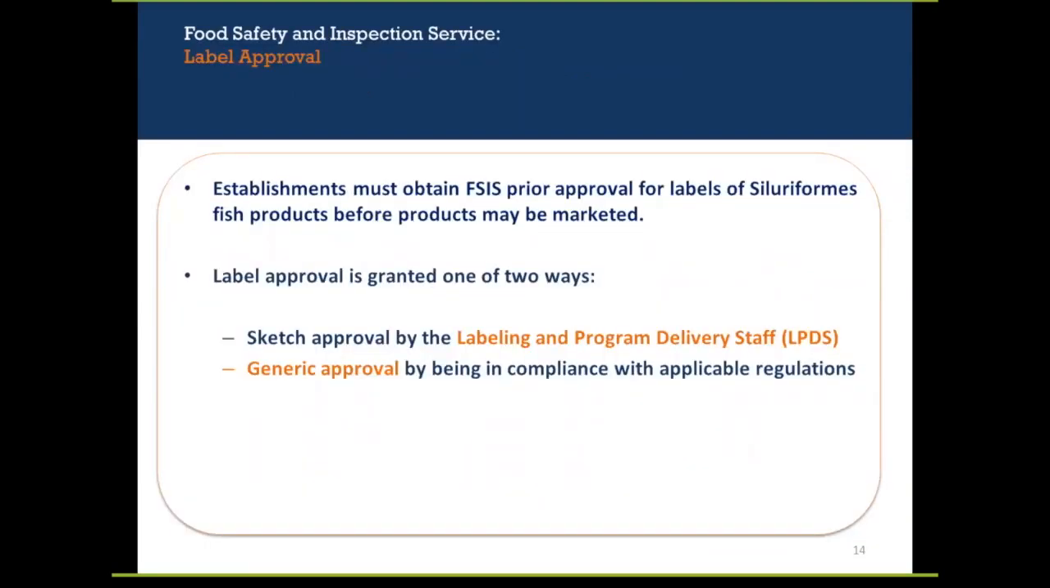As I stated at the beginning of this presentation, FSIS requires prior label approval for all labels before the products may be marketed. Prior approval is granted by FSIS in one of 2 ways: as a sketch approval that must be submitted to the FSIS labeling and program delivery staff, or as a generic approval. Certain labels may be generically approved when they're in full compliance with any applicable labeling regulations. Labels that are generically approved do not have to be submitted to the labeling staff for review and approval. And I'll say that one more time. Labels that may be generically approved do not have to be submitted to the labeling staff for review.